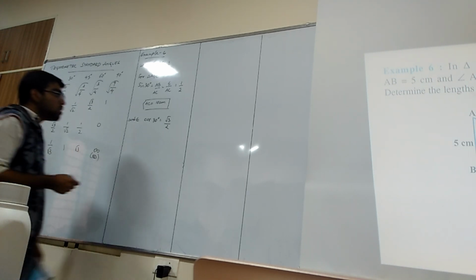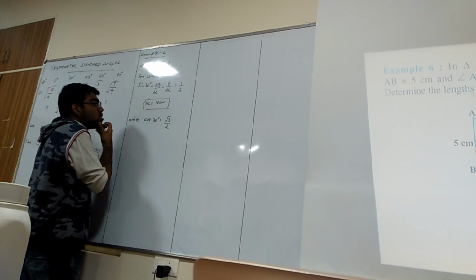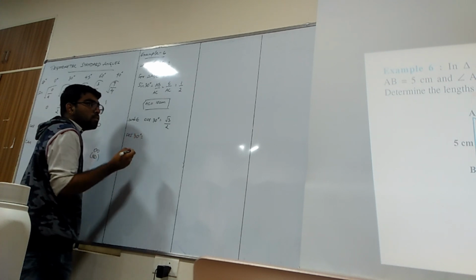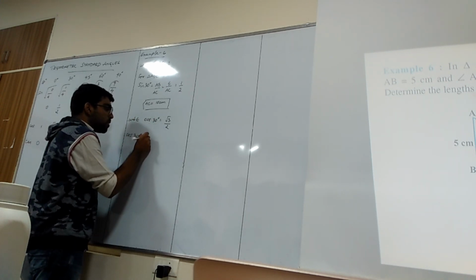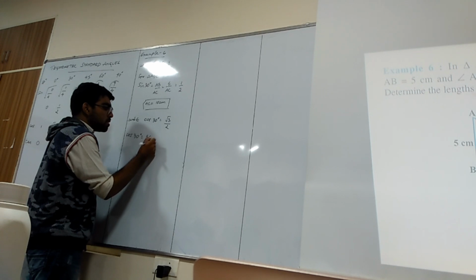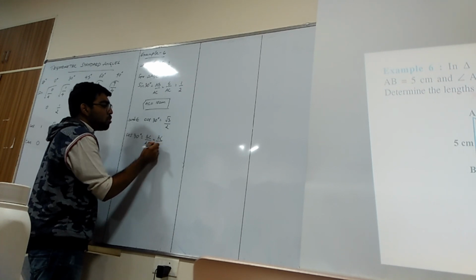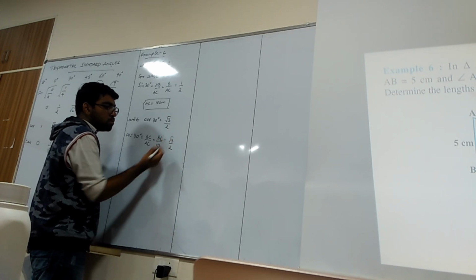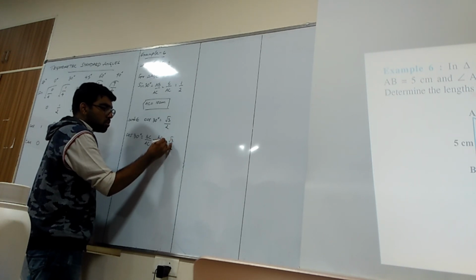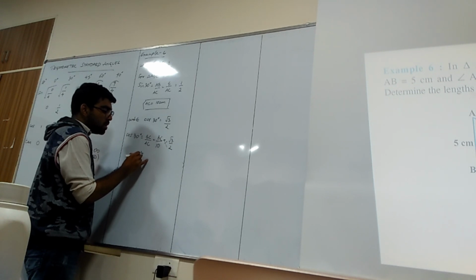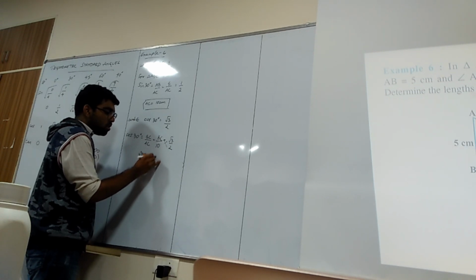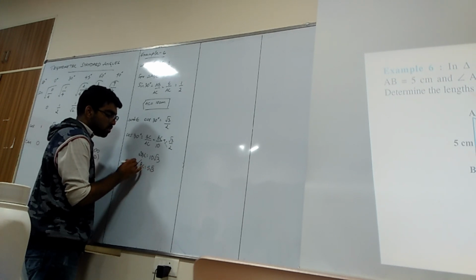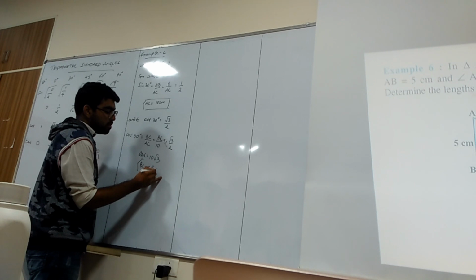Okay? So cos 30 degrees for this triangle will be BC divided by AC. We don't know BC, but we have found out AC to be 10, and it is equal to root 3 by 2. Okay? 2 BC is equal to 10 root 3. BC is equal to 5 root 3 centimeters.